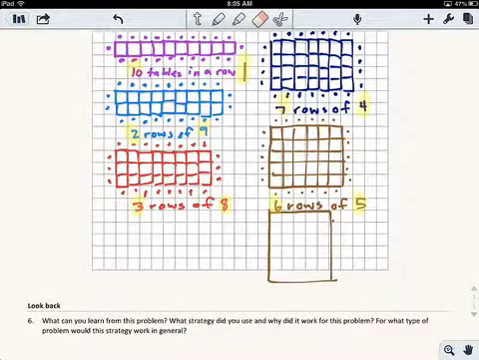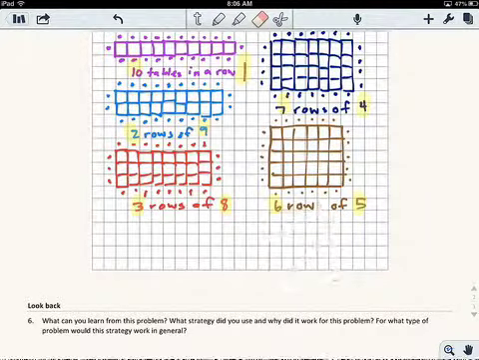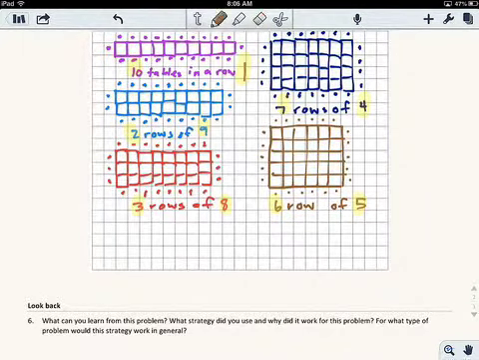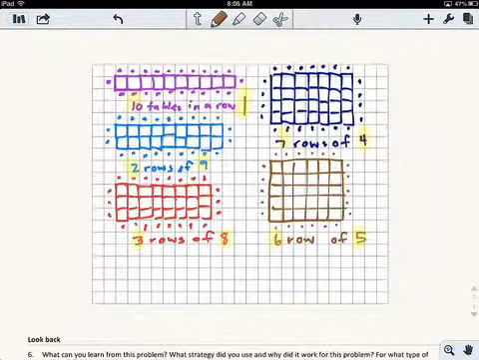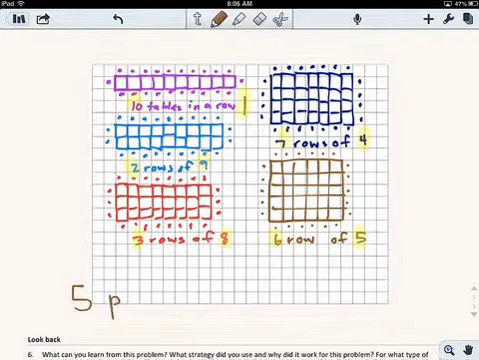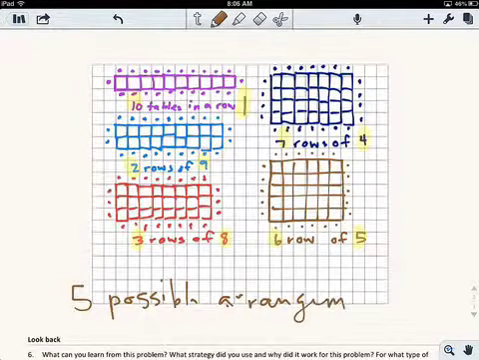Oops. So given that we've covered all of the possibilities, and I erased that and then backed up, it seems like we've covered question A. So question A was how many arrangements are there? 5 possible arrangements.